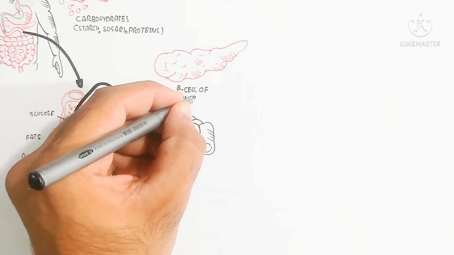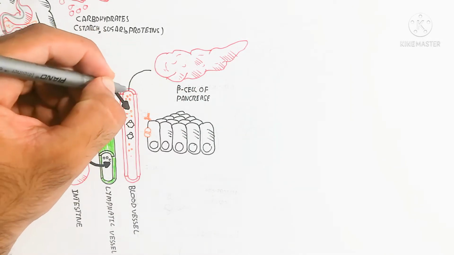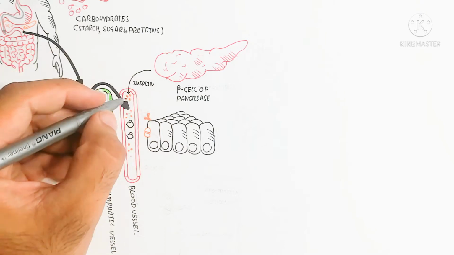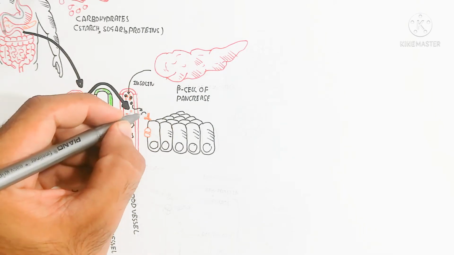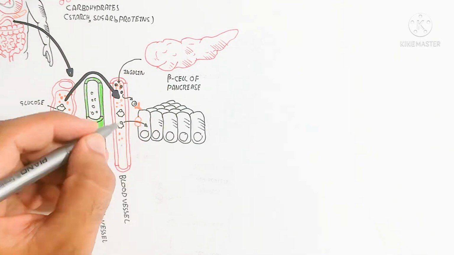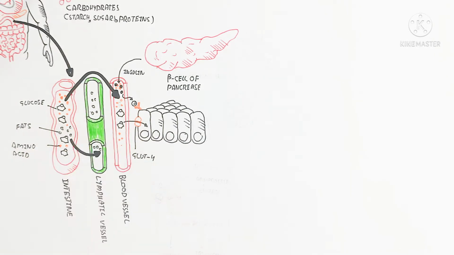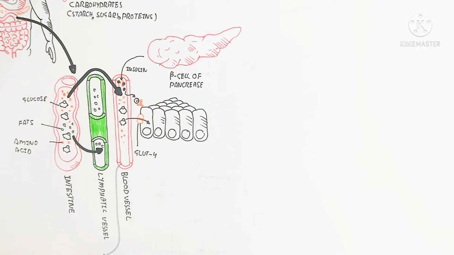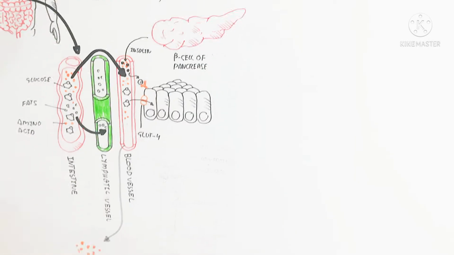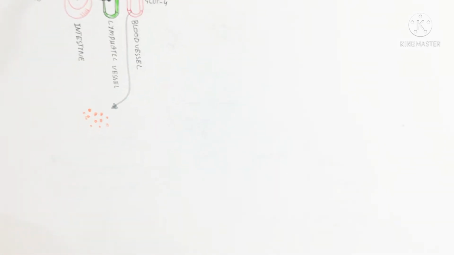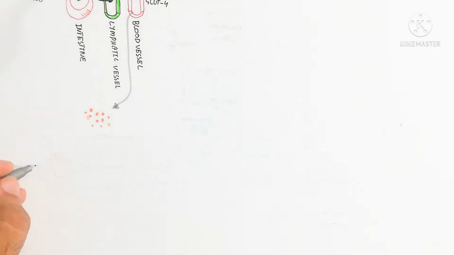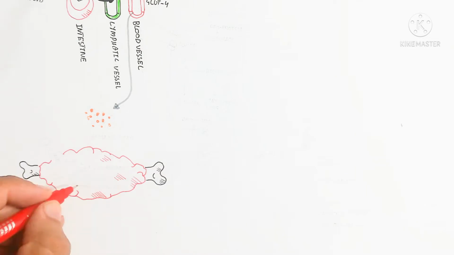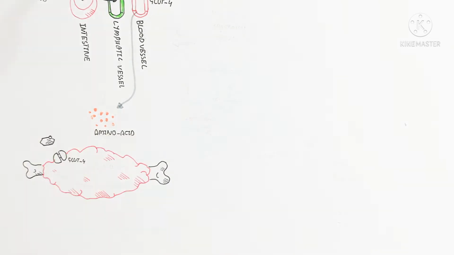But here we will concentrate on the amino acid as well as the glucose, for giving the response through pancreatic insulin. So the beta cell of the pancreas will be producing insulin. Here is the pancreas. When the glucose level increases after absorption in the bloodstream, it will stimulate the pancreas to produce insulin.